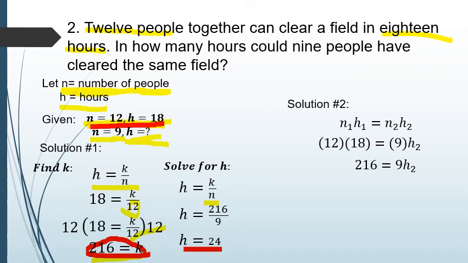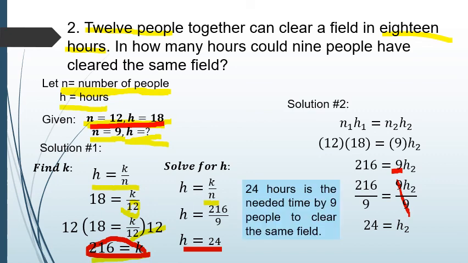So para mawala dito yung 9, i-divide natin both side ng 9. So 216 divided by 9 equals 9 times h of 2 over 9. So, ito, makakancelled out, matitira ay ang h of 2. So, 216 divided by 9, we have 24 equals h of 2. So, ibig sabihin, 24 hours is the needed time by 9 people to clear the same field.